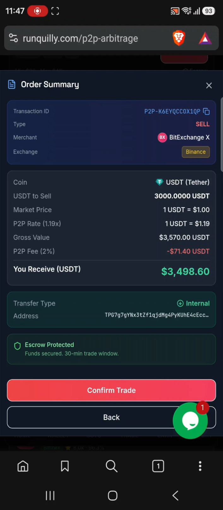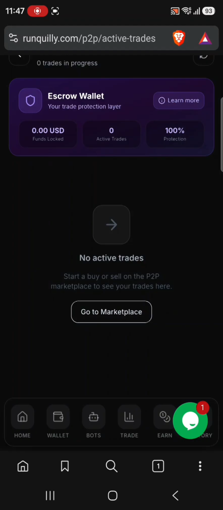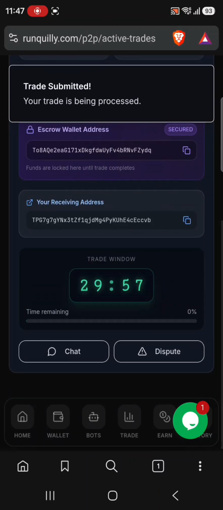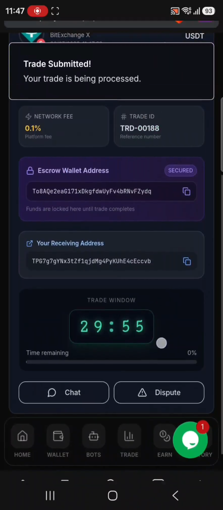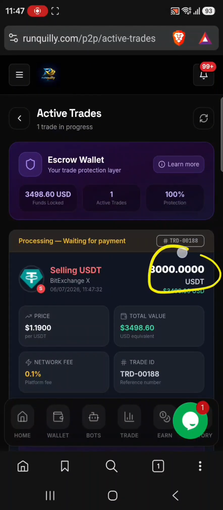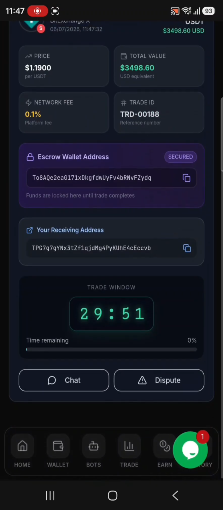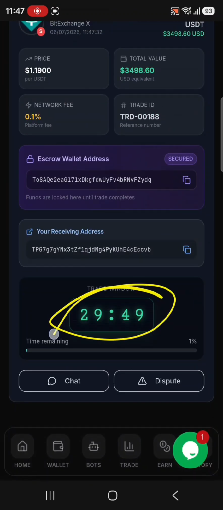So I told you that you can receive internally or you can receive externally to any exchange. Then you run your trade, and as you can see, mine is here, 3,000, receiving 3,480, and it will be running for almost 30 minutes.